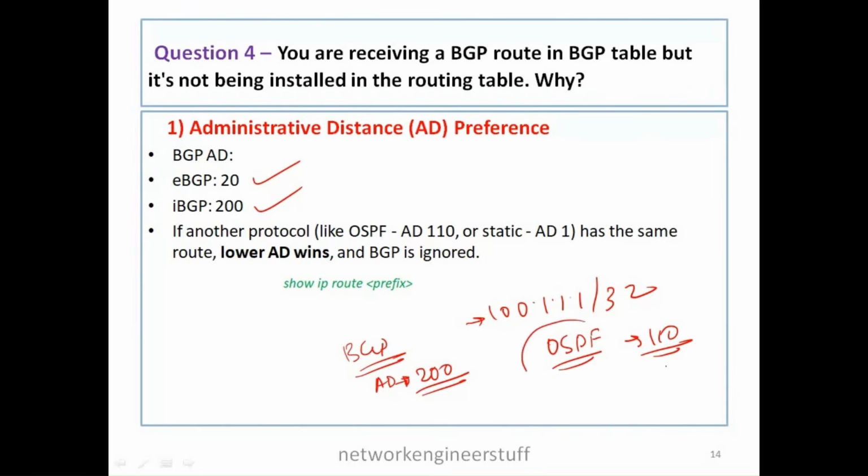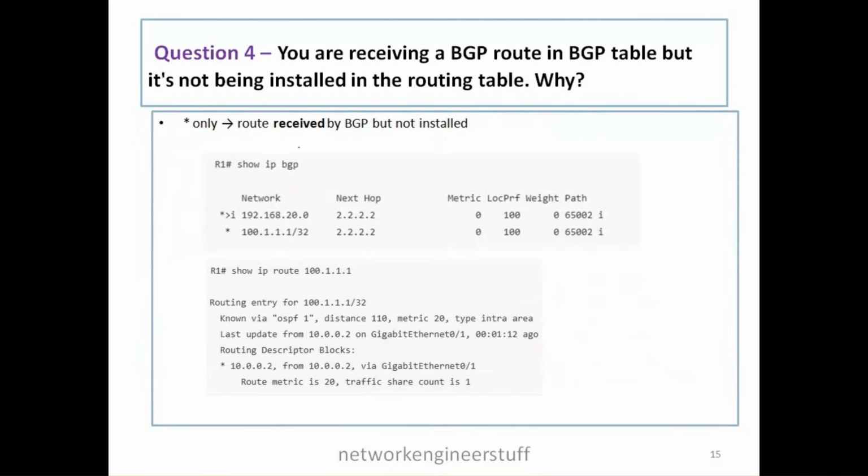Of course, the OSPF learned route will be installed in the RIB, since OSPF has a better AD value, lower is better. As I've shown here with show ip bgp, you can see this particular route is installed in the BGP table, but if you go and check the routing table for this route, it has been learned via OSPF because of this AD value.